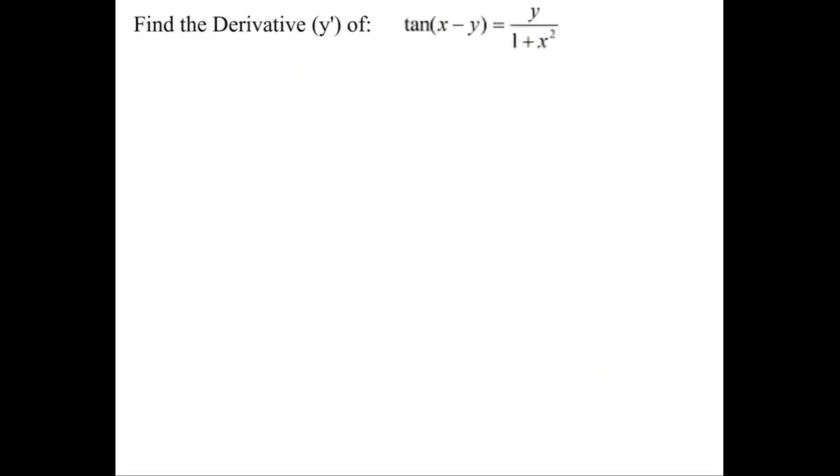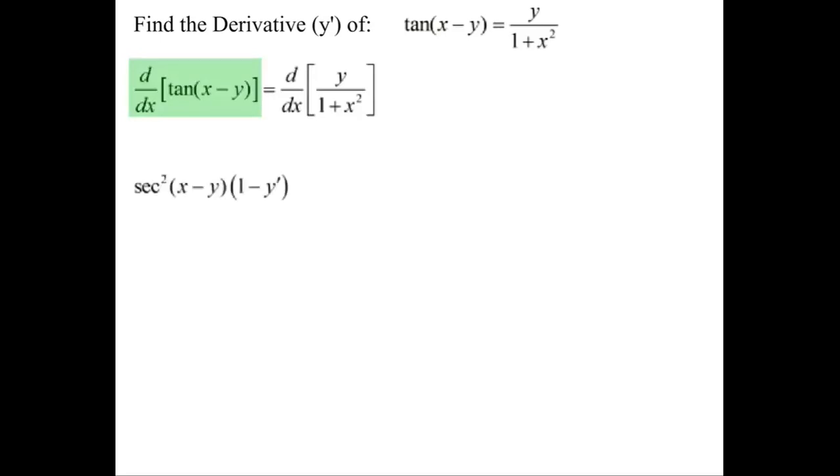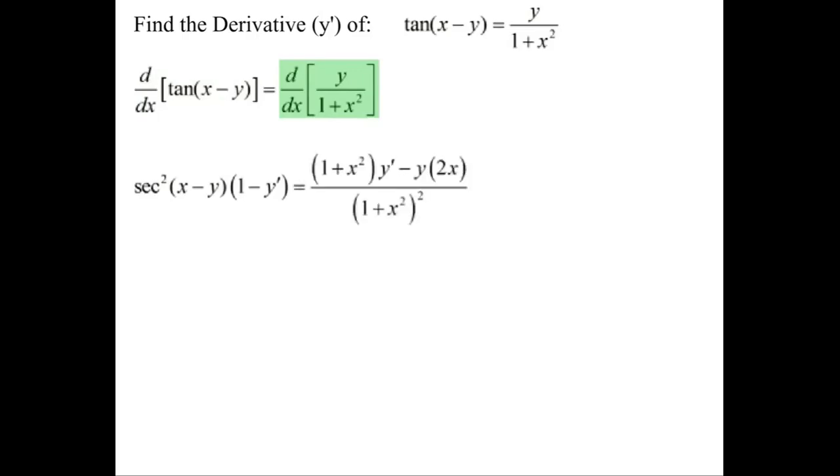All right, let's try the final example. Find the derivative of tangent of x minus y equals y over 1 plus x squared. Applying derivatives to both sides, we have the following. And so the derivative of tangent of x minus y is going to be equal to secant squared of x minus y times 1 minus y prime. And the derivative of the other side, okay, notice that we have a quotient. So we need to apply the quotient rule. Our f of x is going to be equal to y, and our g of x is going to be equal to 1 plus x squared. So applying the quotient rule, we have the following.